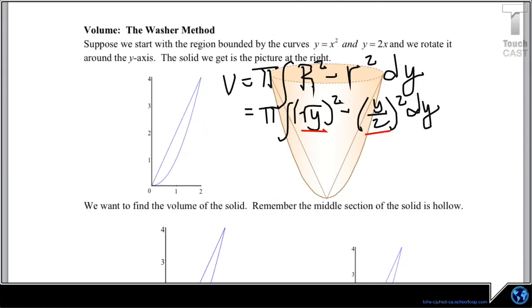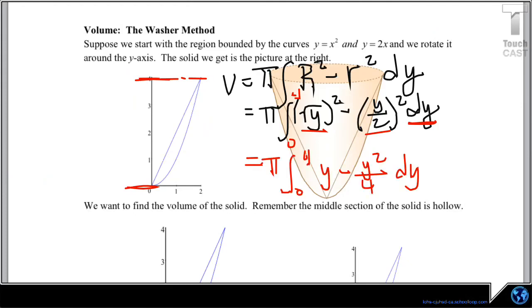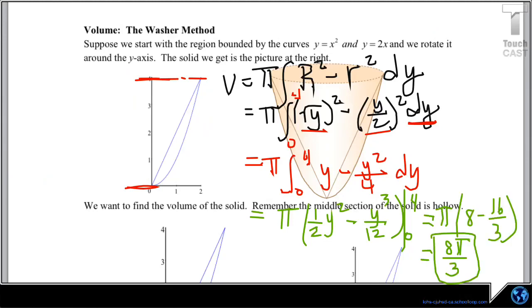Since I'm integrating with respect to y, I have to look at the y bounds. The lowest y value is 0, and the highest y value hits up here at 4. Those are my bounds. Now I'm going to simplify, first by squaring both parts of both radii and integrating. I get this next equation in green, and then substituting in 4 and 0, I get a final answer of 8 pi over 3.